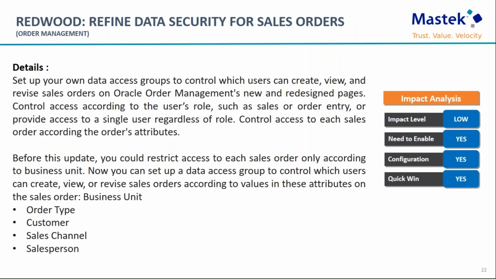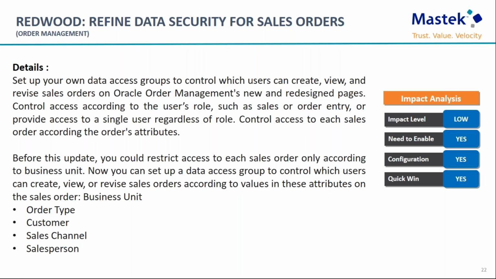The next feature is refine data security for sales orders. This is also a Redwood feature in order management. This feature provides us with data access groups to control which users can create, view, and revise sales orders in order management. We can control access according to the user's role, such as sales or order entry, or provide access to a single user regardless of role, to control access to each sales order according to the order's attributes.